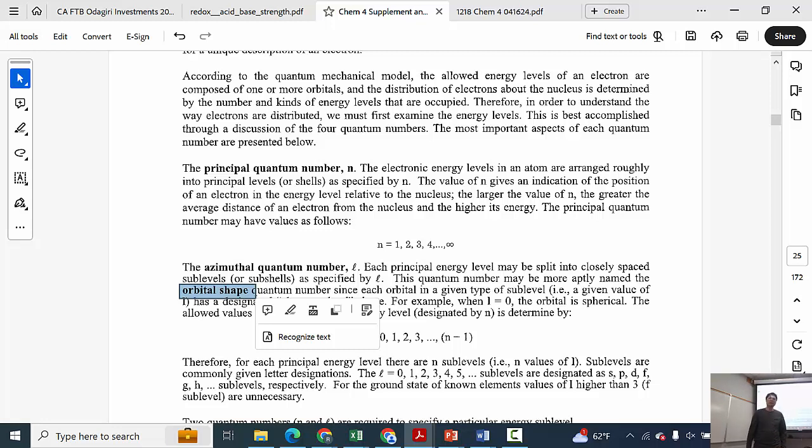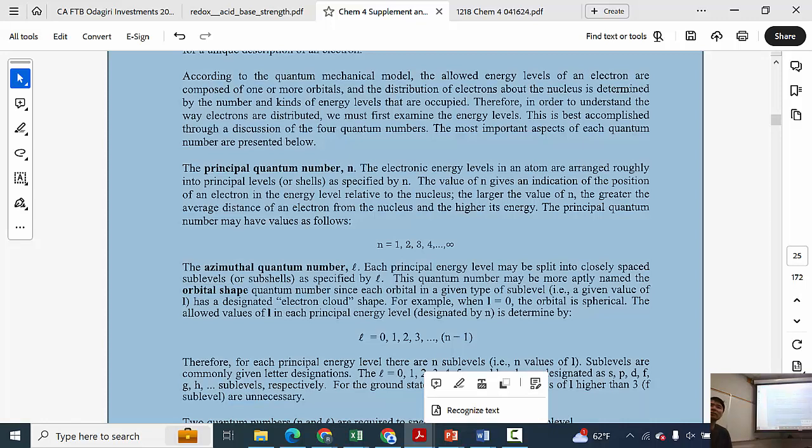We give different letter designations to the shape. What does n represent again? The energy level, like how many steps up. The higher the n, the higher the energy. And so we just call that the energy level.